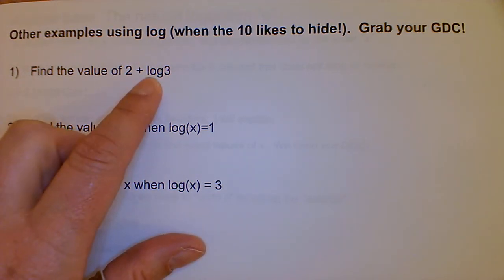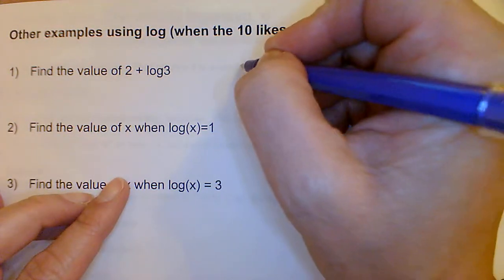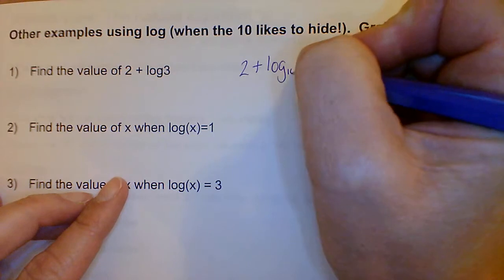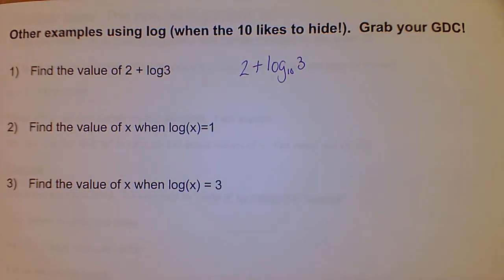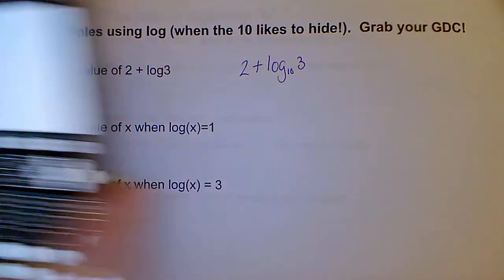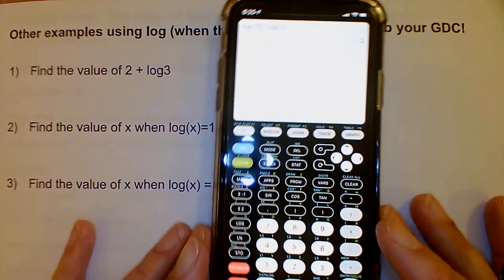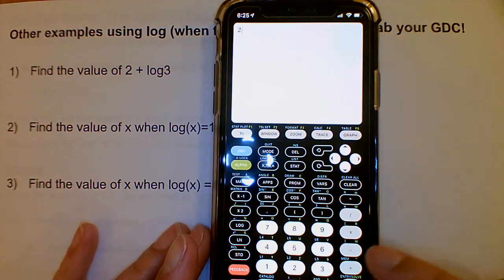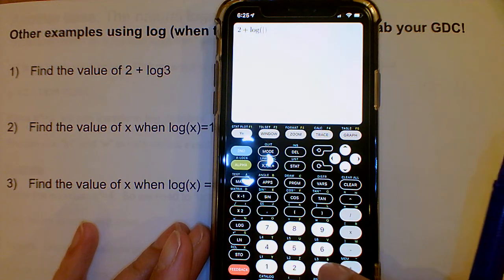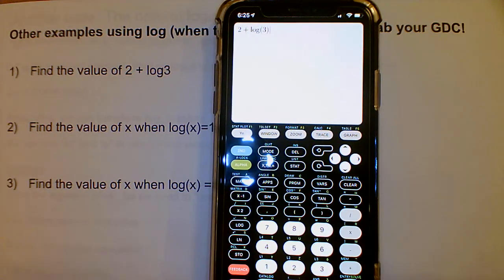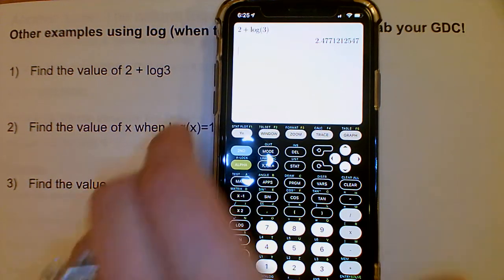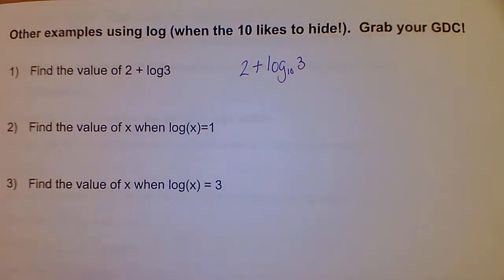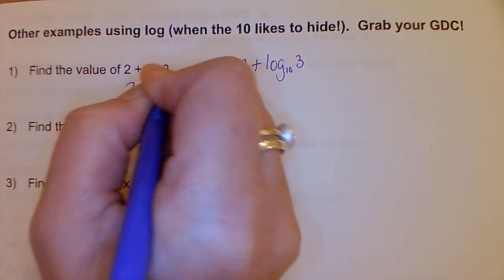So right here, 2 plus log of 3. This is base 10. So we could have written this out as 2 plus log base 10 of 3. So sometimes that 10 likes to hide. Now, we can just do this in our calculator because it is base 10 here. Let's just go to our calculator here and we can clear this out. We're going to do 2 plus log, and then we have 3 in parentheses. It's base 10 already in our calculator, and we get 2.477. I'm going to round to the nearest hundredth, so I'm going to do 2.48. So the answer here using your graphing calculator is 2.48.